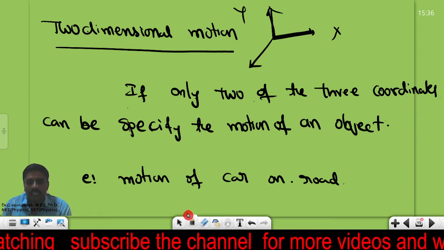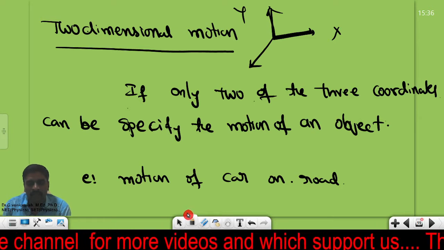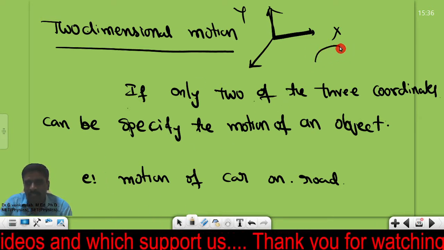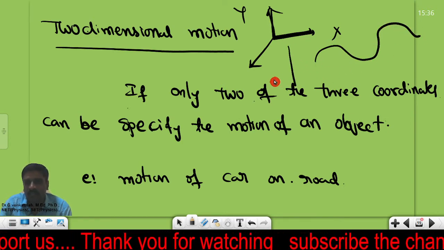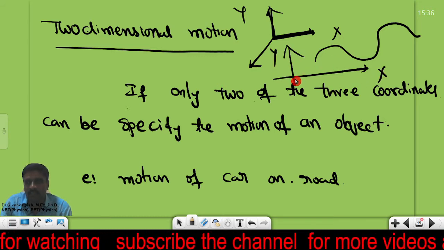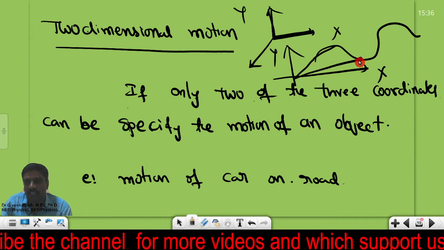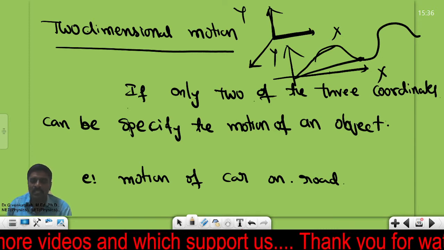Can we say that if a car is moving on a road, the road may have different shapes? Let me take the car moving like this. We will say the location of this object is given by the x axis and the y axis. Sometimes it may be here, sometimes here, sometimes here. That means x and y are varying, but the z axis does not vary.